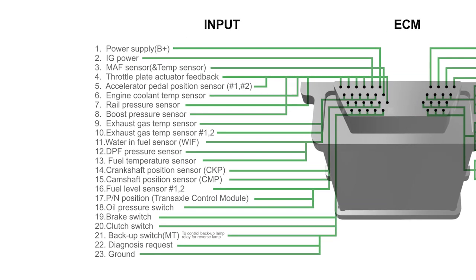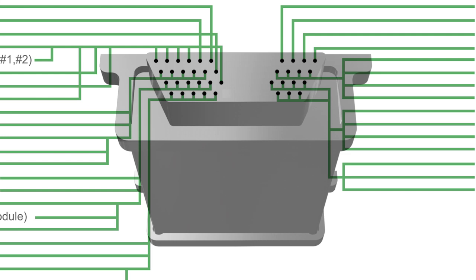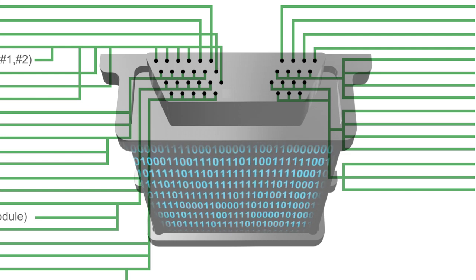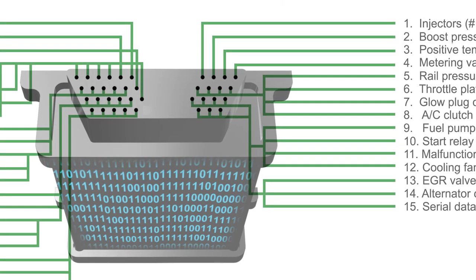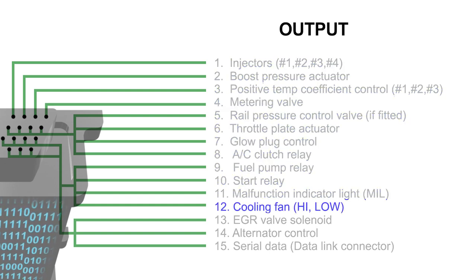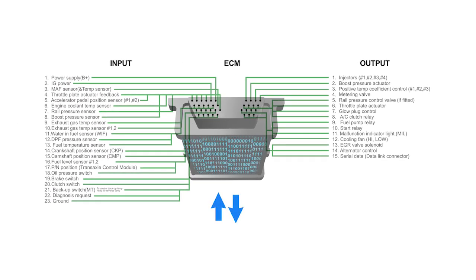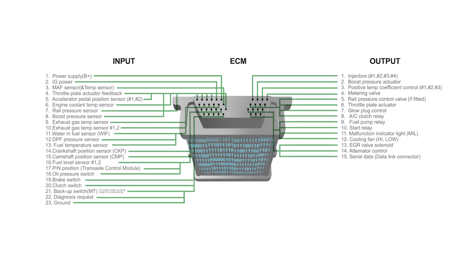Here is a typical list of inputs or signals from a CRD. These will vary slightly from engine to engine. The ECM processes this information and provides these controls or outputs. Again, these may vary slightly from engine to engine. There will also be serial data exchange between the ECM and other control units via the bus.